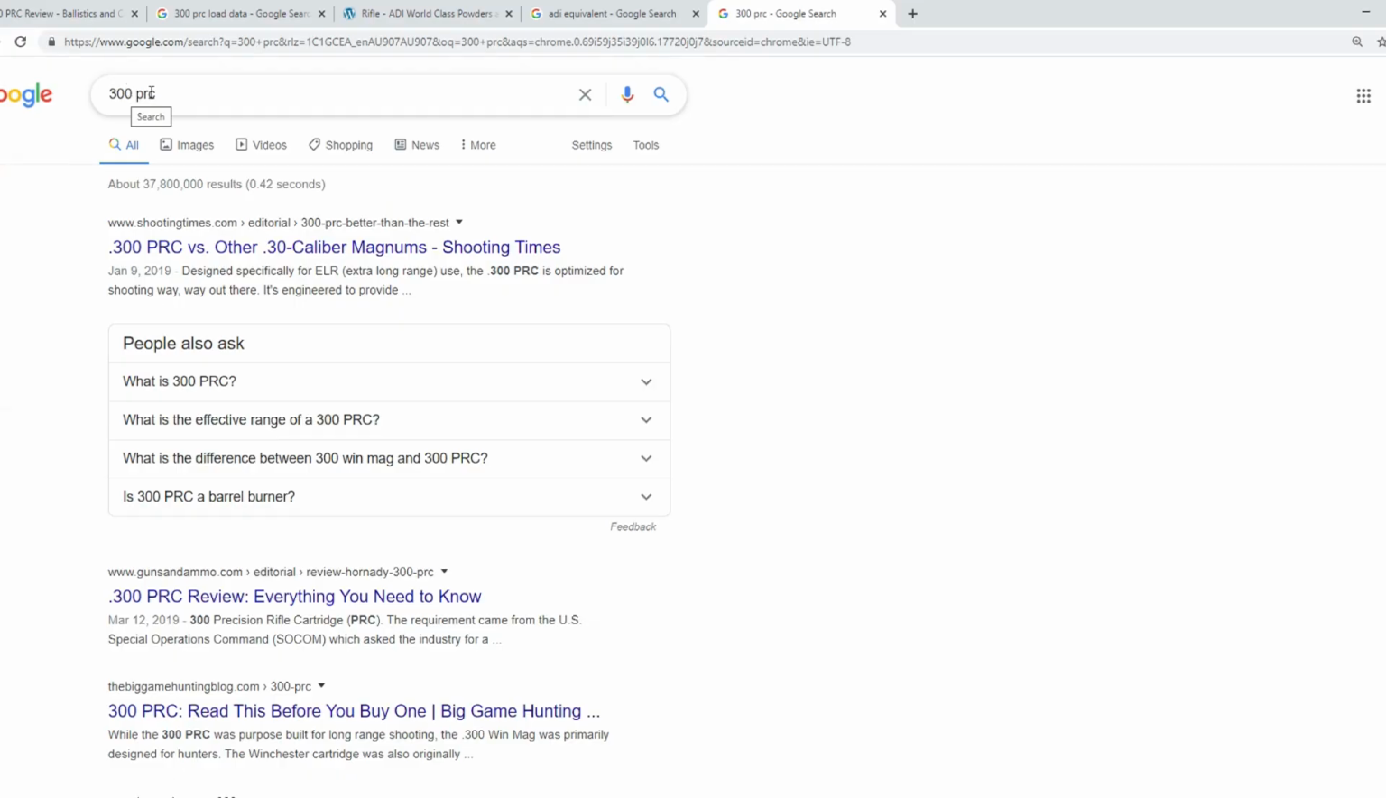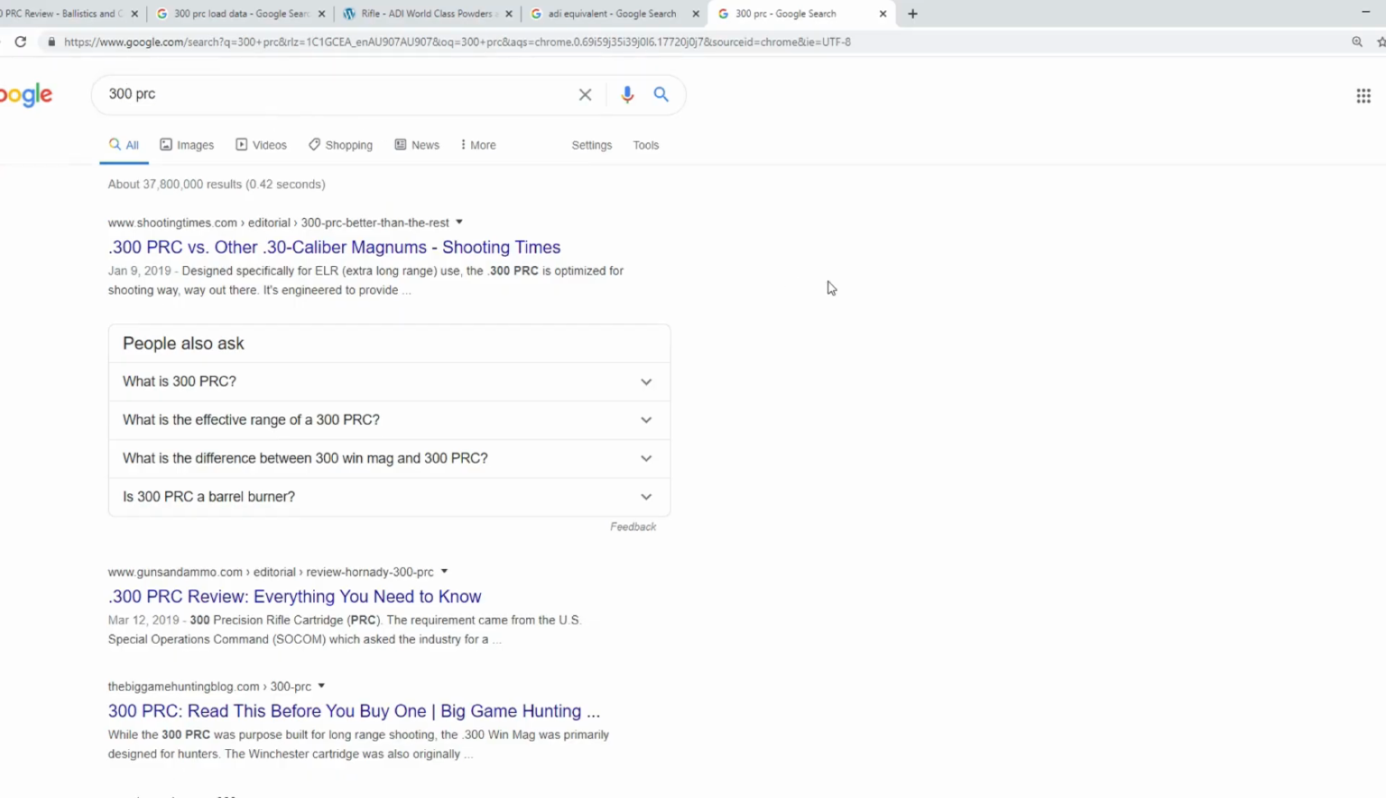I'm going to pick a round that suits, just a fairly new one. Probably people are searching for this sort of data as well. It could be any round, but you start with the process of typing in your Google search, in this case it's going to be the 300 PRC. So type that in and this is what actually comes up.